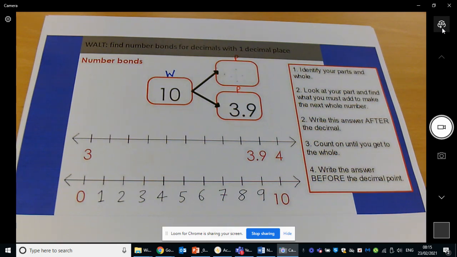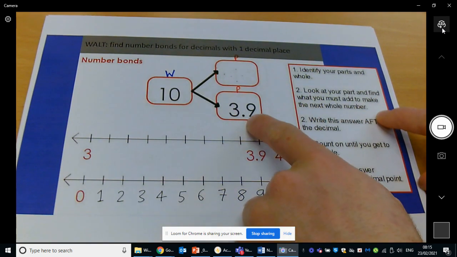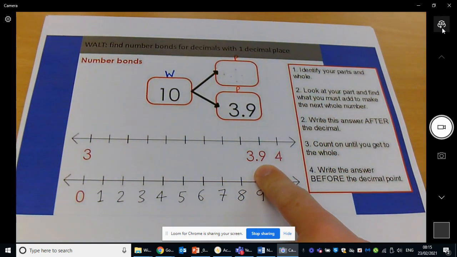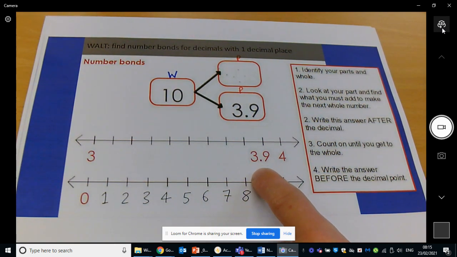So, read out step 2. What do I need to do next? I need to look at your part and find what you must add to make the next whole number. So, our part is 3.9, which is here on the number line. Tell me, if we're on 3.9, what's the next whole number going to be? Absolutely right, it's going to be 4.